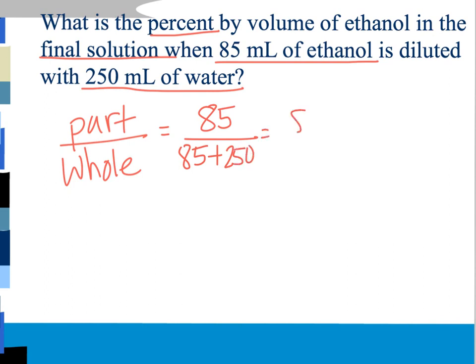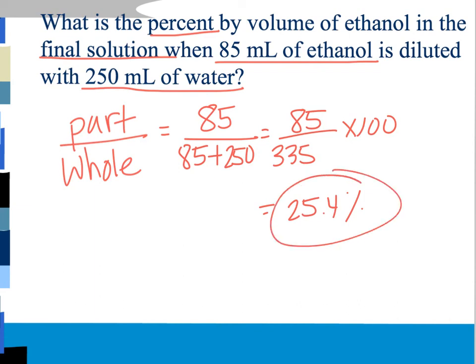Okay, so add the 85 and 250 together, and let's see what you get. 85 plus 250 turns out to be 335. And then you're going to multiply by 100 to get that into the percent form. So let's finish out the math. That should turn out to be approximately 25.4%. So that's how you do a percent problem. Just your typical part over whole times 100 to get into the percent form.